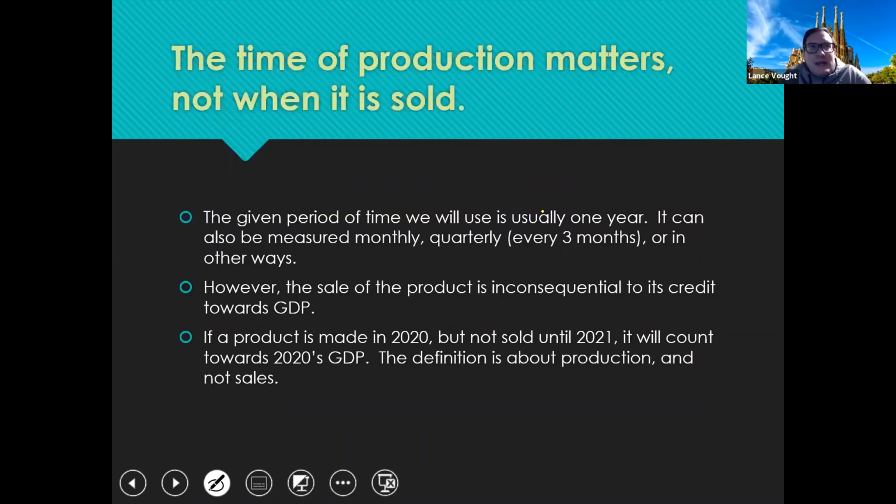And then the last thing has to do with the time of production. So the time of when it's made matters, not when it's sold. So again, just like I told you before, it doesn't matter if you sell something or not, because GDP measures productivity, not sales. It measures production, not sales. So, yes, most of the way in which we measure GDP is through sales, because when you actually sell something, you know how much it's worth. But if you don't sell something, it's not like that thing was never created.